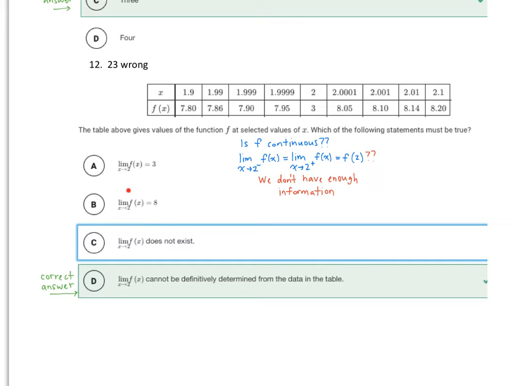All right, same goes for the second part. We don't know that the limit of f of x as x approaches 2 equals 8. Just because if you're looking at left-hand and right-hand limits there, we don't know that it doesn't exist. Again, we don't know if it's continuous or not, so there's not enough information to be determined from the data in the table. So the answer there is D.